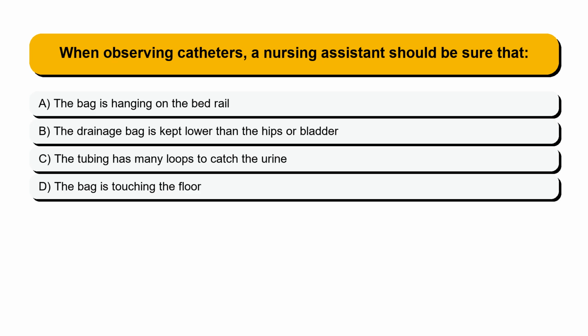Question 40. When observing catheters, a nursing assistant should be sure that: Option A. The bag is hanging on the bed rail. Option B. The drainage bag is kept lower than the hips or bladder. Option C.